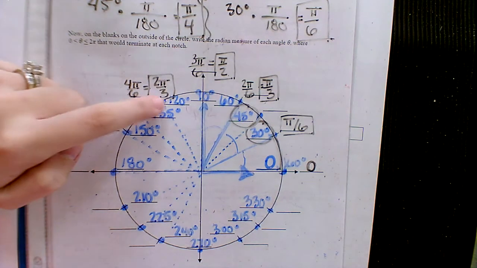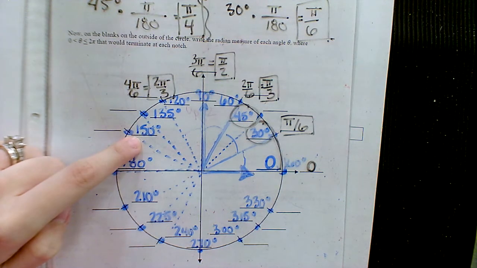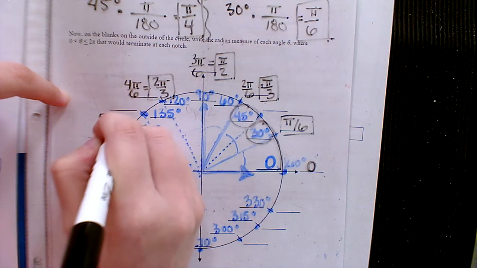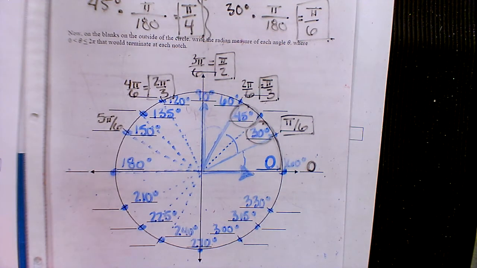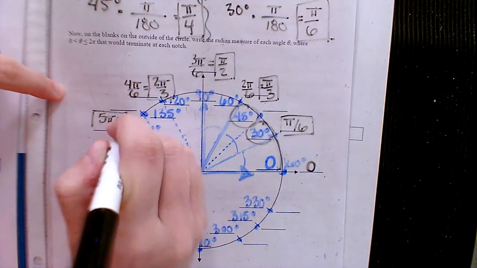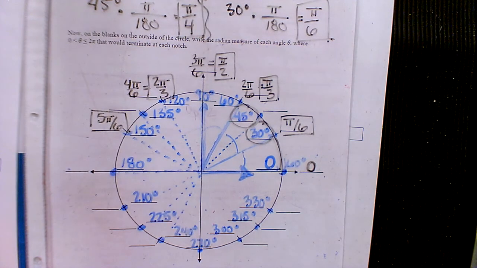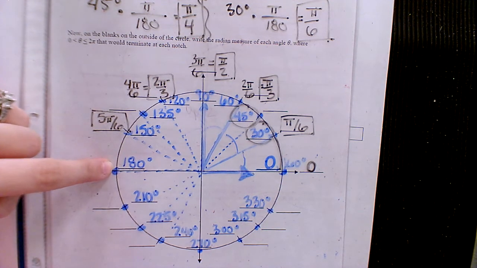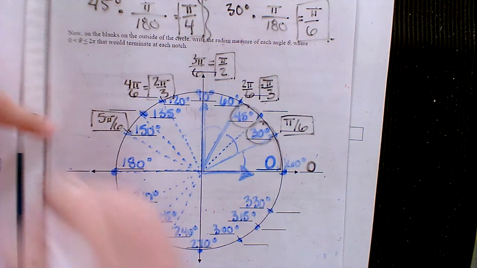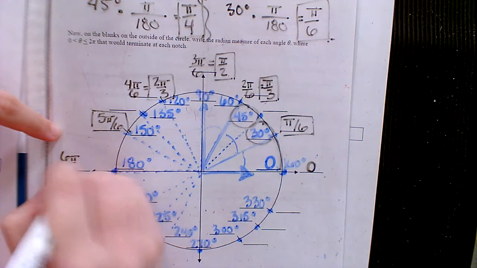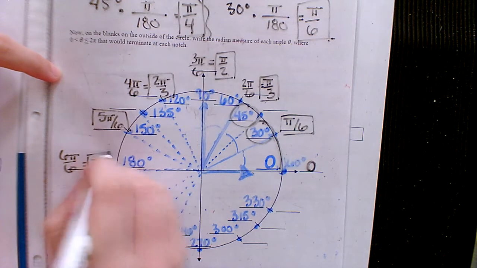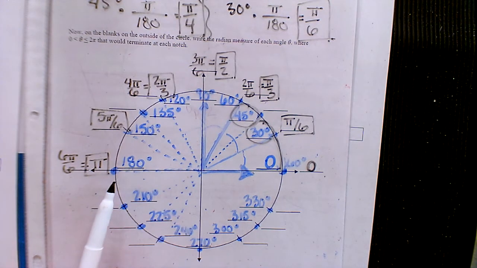If we add another 30 degrees, we'll be at 150. If we add another pi over 6, we'll get 5 pi over 6. Can we simplify that? No, so that one will just stay how it is. If we add another 30 degrees, we'll be at 180. So if we add another pi over 6, that would be 6 pi over 6, but 6 over 6 simplifies to just 1.